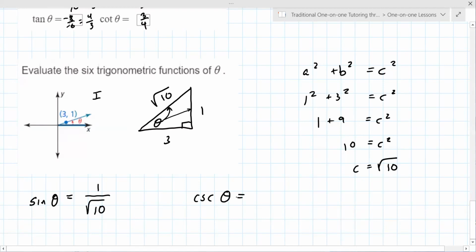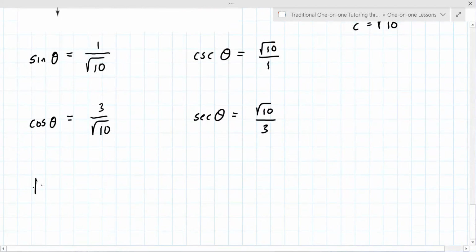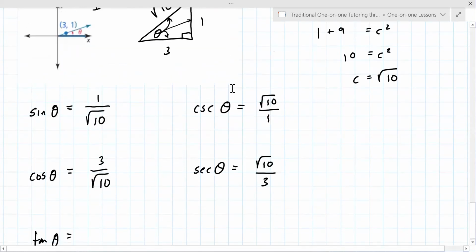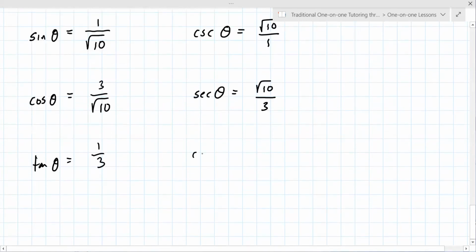Cosecant, and this is where you've got to remember, you only have to do this one because cosecant is the reciprocal of it. Cosine of theta is the adjacent over the hypotenuse, 3 over the square root of 10. Secant theta is the reciprocal of that, the flip. Tangent of theta is going to be opposite over adjacent. It's going to be 1 over 3. And then cotangent is the reciprocal of that, 3 over 1.